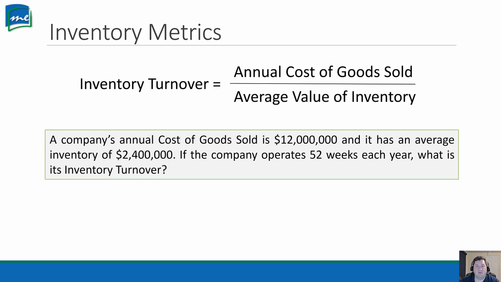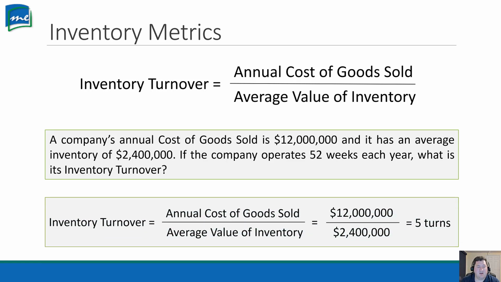So here's a scenario. A company's annual cost of goods sold is $12 million, and it has an average inventory of $2,400,000. If that company operates for 52 weeks each year, what is its inventory turnover? So the numbers are already here. Our cost of goods sold is $12 million.